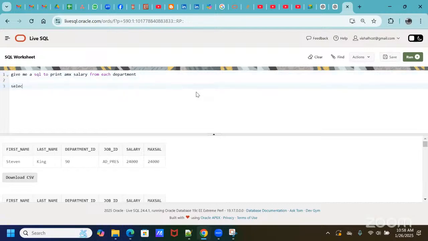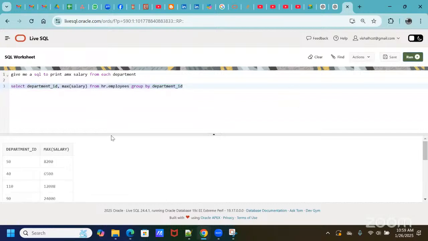You can directly write the query: select department ID, comma max of salary from HR.employees group by department ID. This query will give you the maximum salary from each department. Whether I write max, sum, count or average, whatever column is written here, that column comes to group by. Straightforward concept. My query gives me the data.